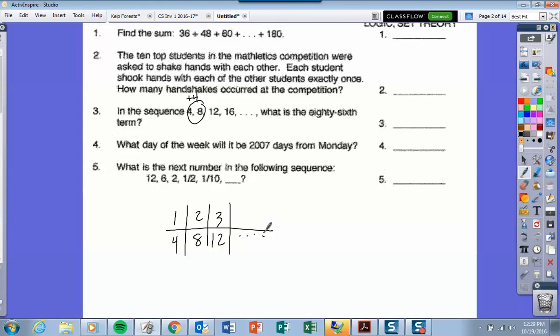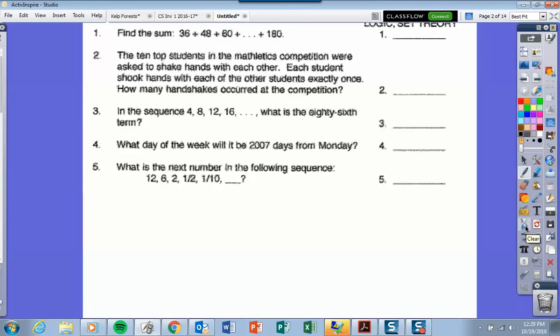And so if I think about doing that, if there are 86 terms, and each time I'm adding 4, I can go 86 times 4, which gives me 344 as the 86th term. If you chose to create a linear expression, you get the same answer as well, a little bit more work.